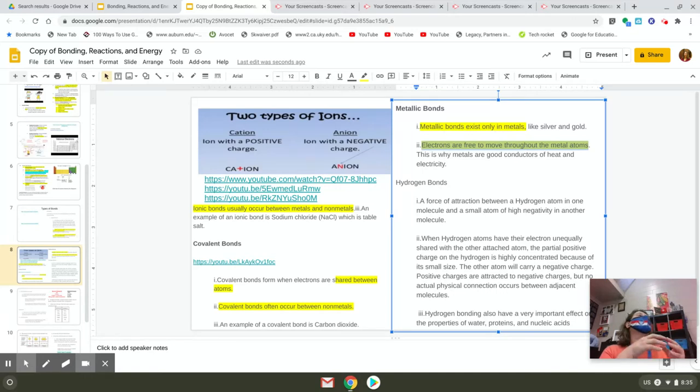So the important thing to know about this is electricity is essentially just those electrons moving from atom to atom. That's what electricity is. Okay?